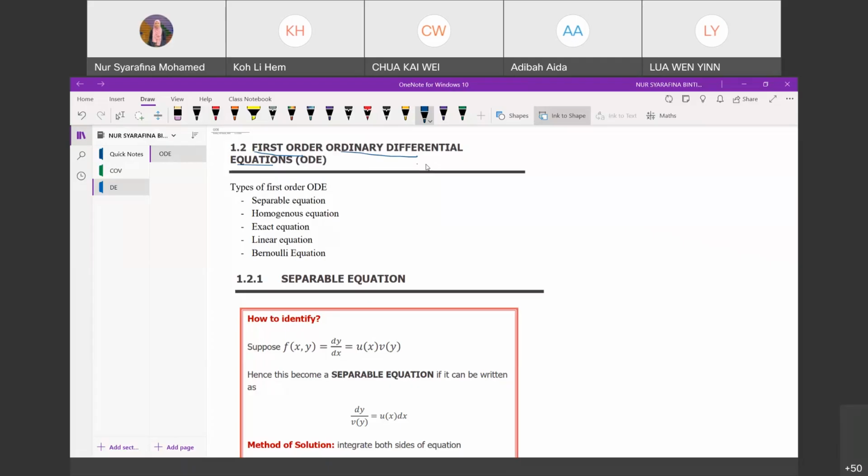Of first order ordinary differential equation, from the notes, there are 5 types of first order differential equation that we're going to focus on. Okay, it's separable, homogeneous, exact, linear, and Bernoulli. All right, so there are actually more than 5 types of first order differential equation, but we are just focusing on these 5 types only. So the first one is separable equation.